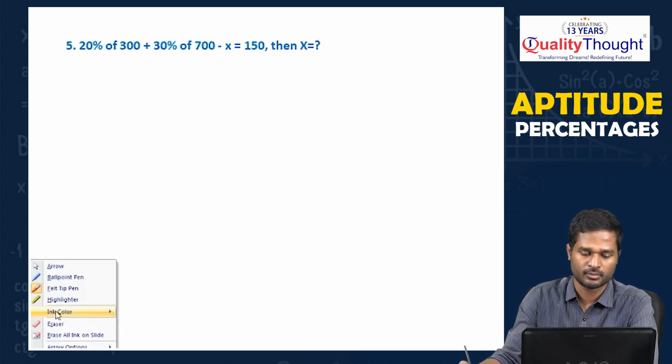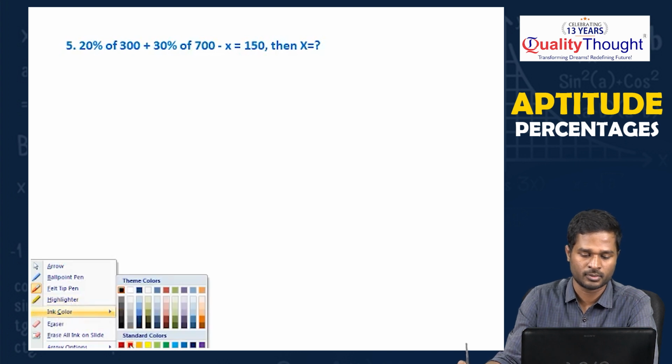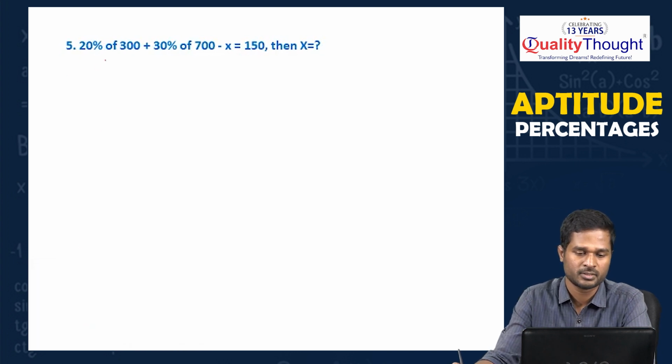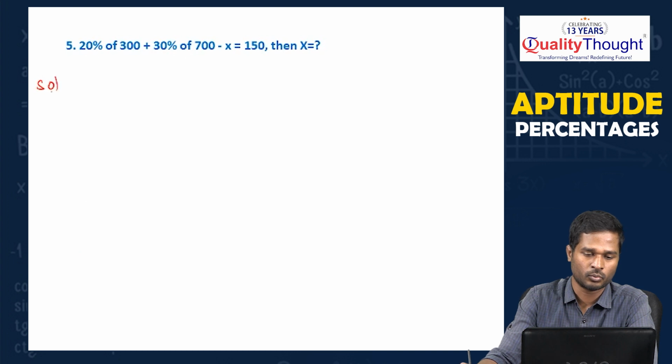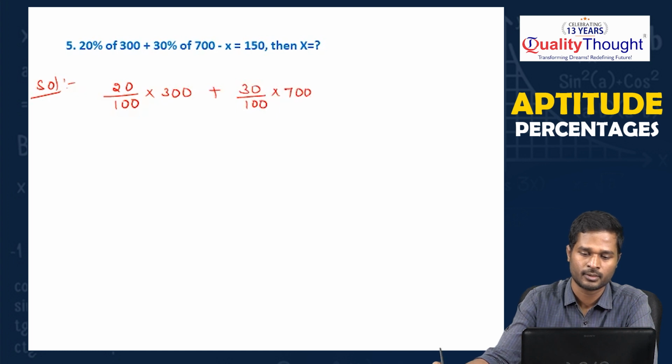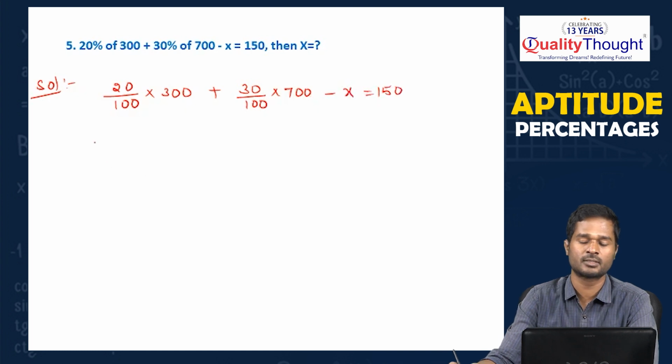Let us see one more basic question, or the basic calculations. So, 20 percentage of 300 plus 30 percentage of 700 minus x is 150, then what is x? See here. So, what we will do here, write 20 percentage as it is, 20 percent of means multiplication, 300 plus 30 percent of means multiplication, 700 minus x is equals to 150. That's what he is saying. This is a given thing.